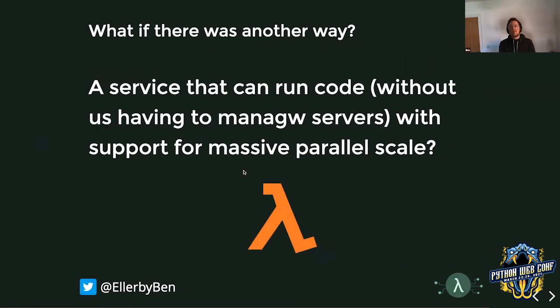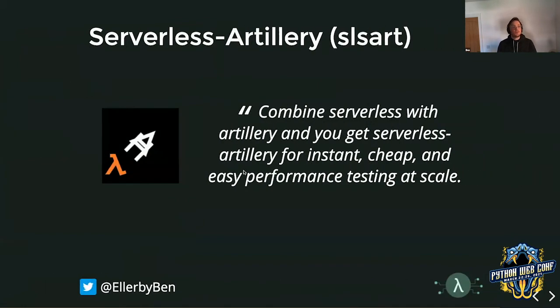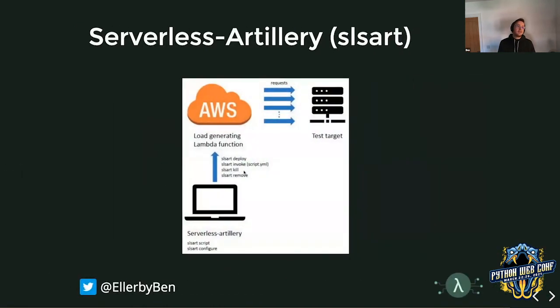So what if there was a service that could run code without us having to think about or manage the underlying servers, with support for massive parallel scale? Well, of course, Lambda is that service. And luckily, there is an open source project called Serverless Artillery, SLS Arts, which combines serverless and Artillery, which allows us to run our load tests from Lambda. And as you remember, Lambda can scale out to thousands of concurrent instances of that function, so we can get really high scalability in our load tests.